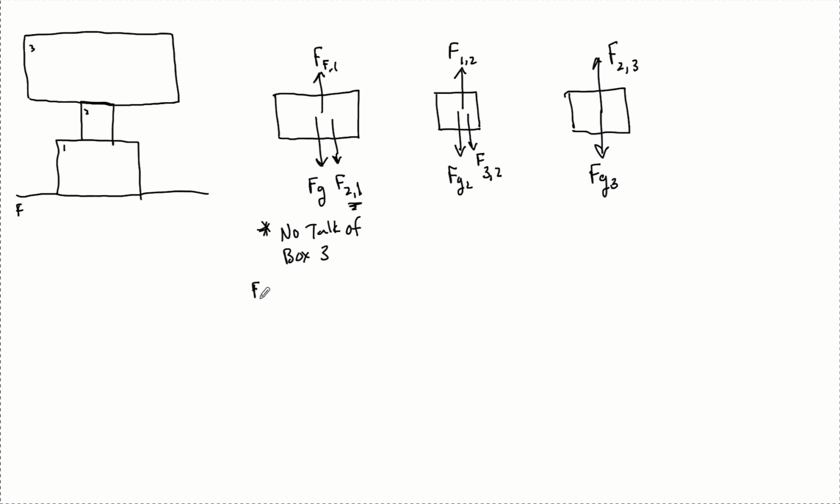So the F net of this system, we're going to call once again down positive, FG1 plus FG2 onto 1 minus F of the floor onto 1. Here, F net equals FG2 plus the force that 3 puts onto 2 minus the force that 1 put back up onto 2.